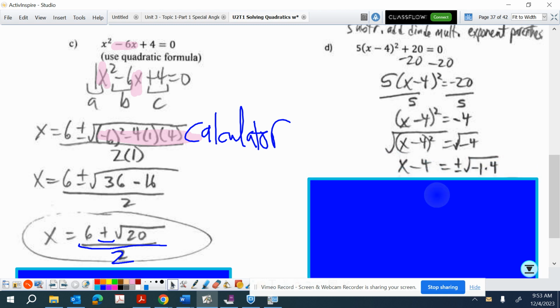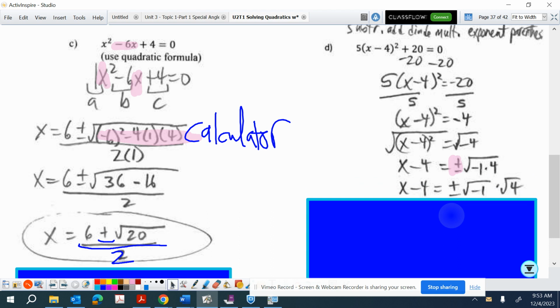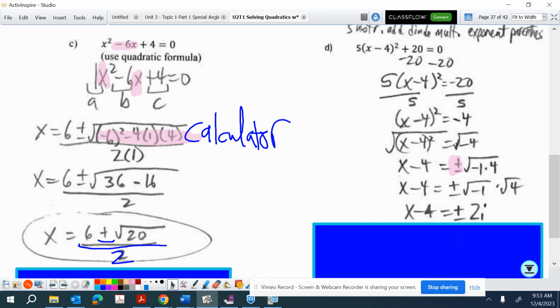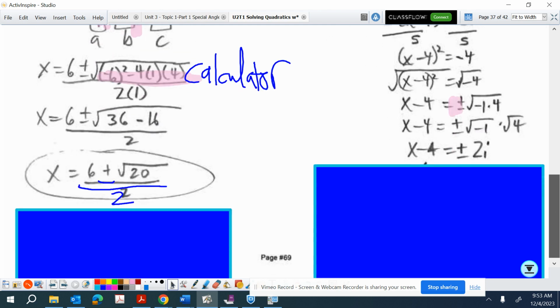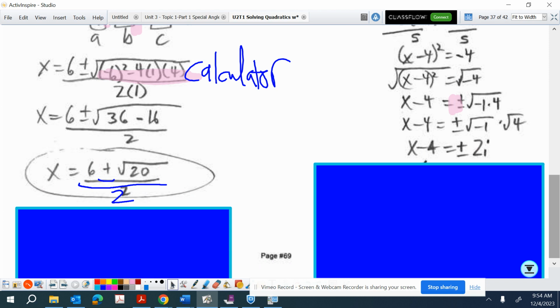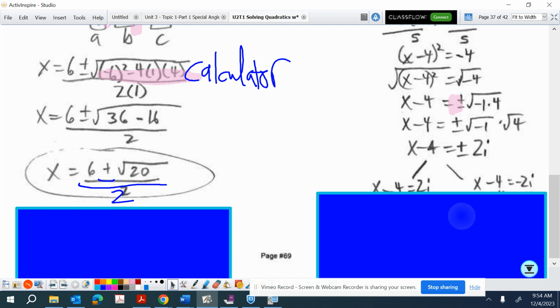So I'm going to change my radical, first of all, to say plus or minus, because there are two solutions. And then second of all, I want to change negative 4 to negative 1 times 4, then change it to two radicals, which you're allowed to do, because the square root of negative 1 is i, and the square root of 4 is 2. Not the final answer yet, because you still have the x minus 4. So x minus 4 equals plus or minus, square root of 4 is 2, square root of negative 1 is i, and then the last step is to add 4 to both sides.